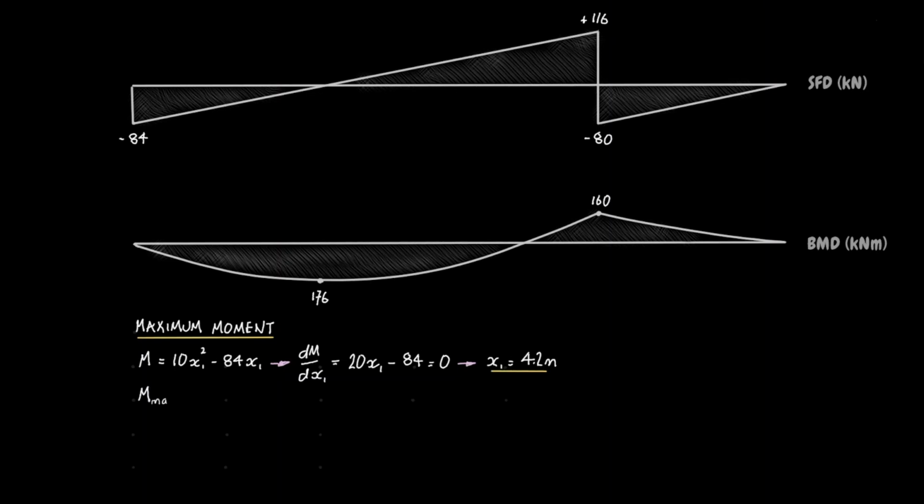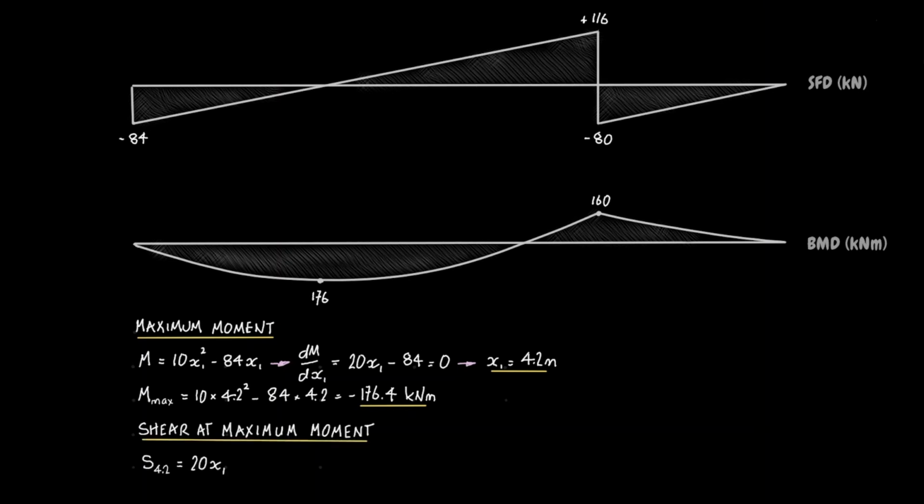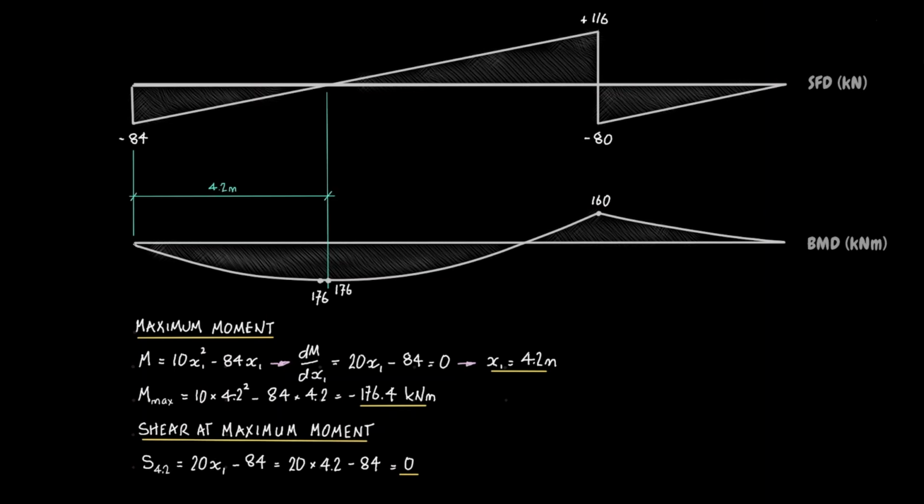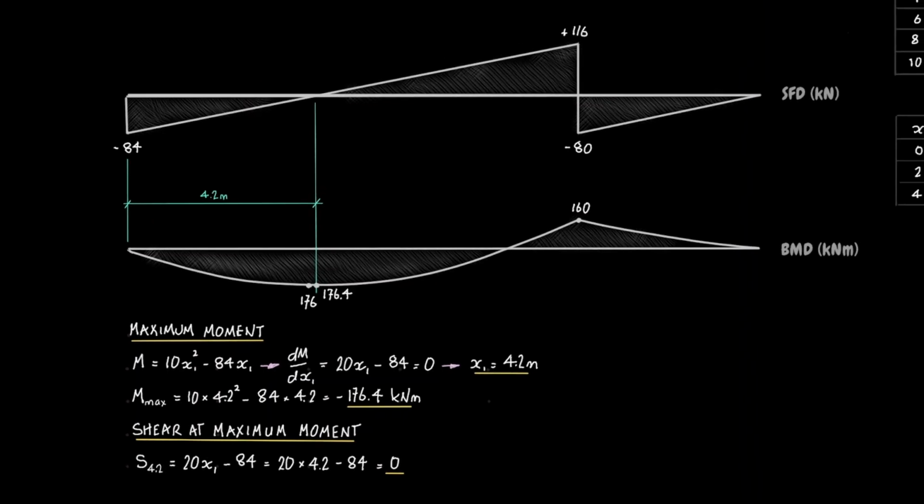Plugging 4.2 meters into the expression for bending moment shows that the maximum sagging moment in the beam is minus 176.4 kilonewton meters. And plugging 4.2 meters into the expression developed for shear shows that the shear force is 0 when the bending moment is at a maximum. This turns out to always be the case. This is an extremely useful finding.